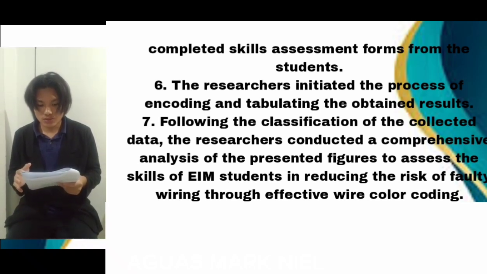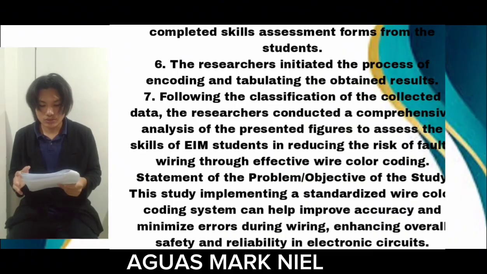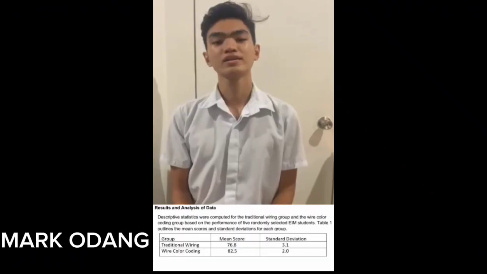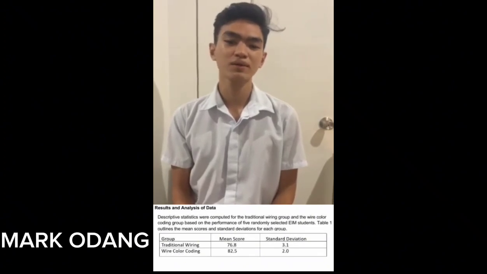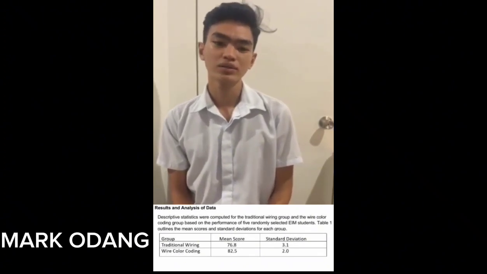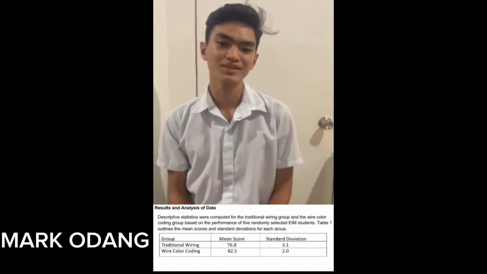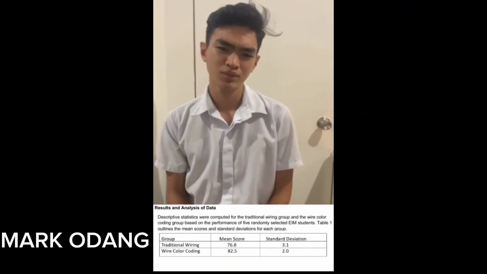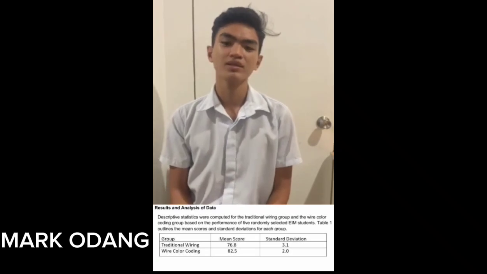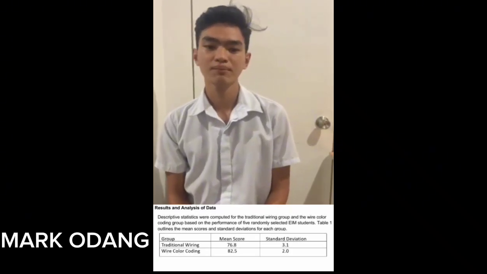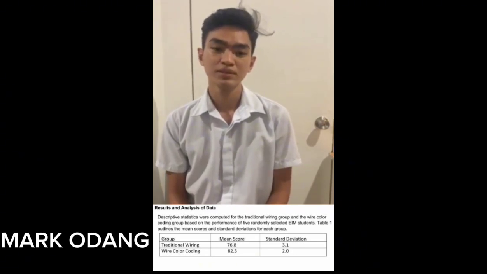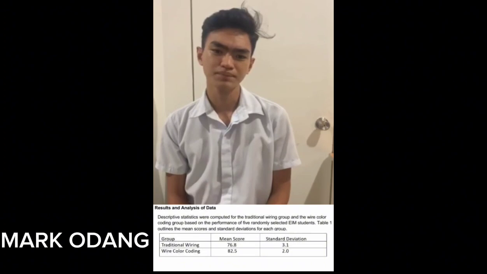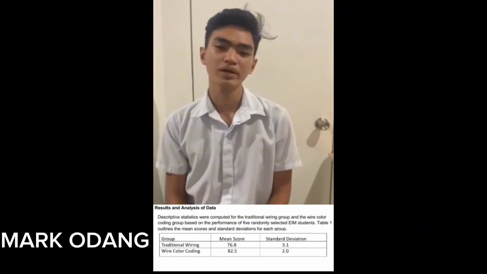assess the skill of the EIM students in reducing the risk of faulty wiring through effective wiring. Results and analysis of data. Descriptive statistics were computed for the traditional wiring group and wire color coding group based on the performance of 5 randomly selected EIM students. Table 1 outlines the mean score and standard deviation for each group.